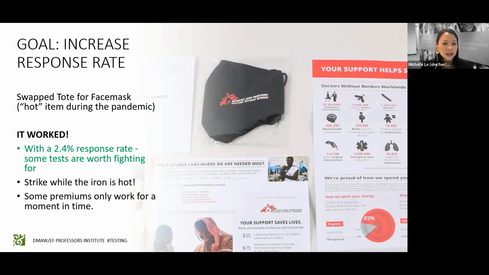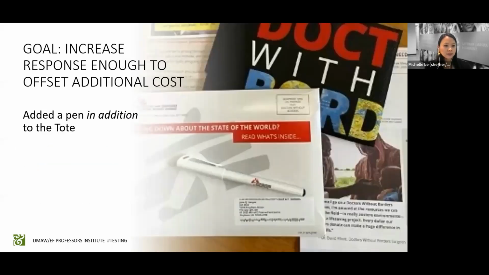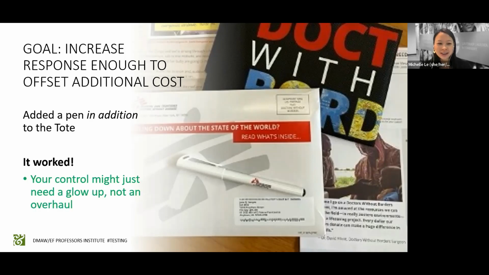All right, next test. Okay. So we saw a little bit of a dip with the tote bag, and we wanted to see if just adding a pen that you see in the middle there would help increase response enough to offset the additional cost of the pen. So do we think this adding of the pen helped increase response, again, enough to offset the cost? Betsy's saying no difference. Anyone else? No. Okay. All right. Well, Megan?